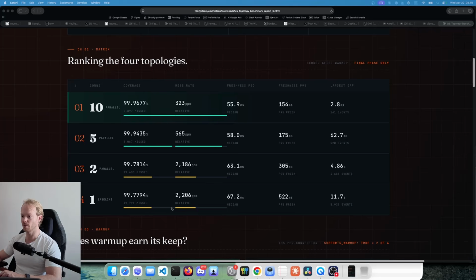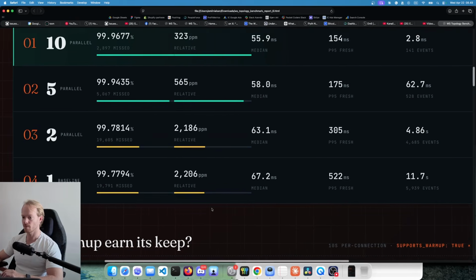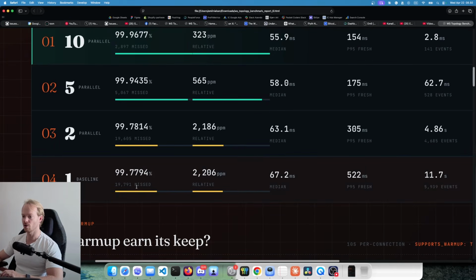So it's starting from the bottom here. You can see the coverage. The coverage is how many events it actually misses. If you have one connection, it missed about 20,000 events. So that's about 2,206 parts per million of events that it lost. It's still a 99.77% coverage, which is still pretty decent.